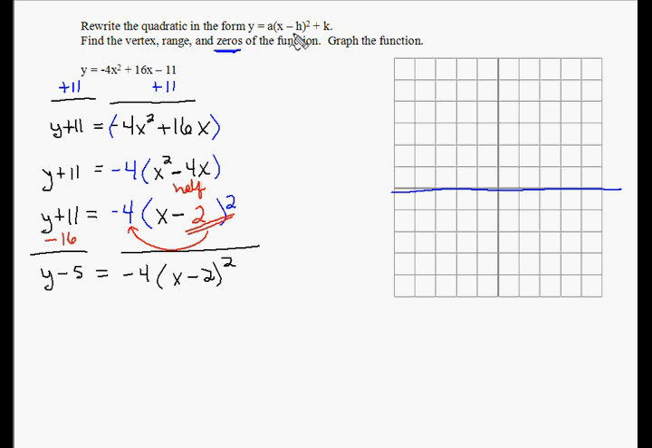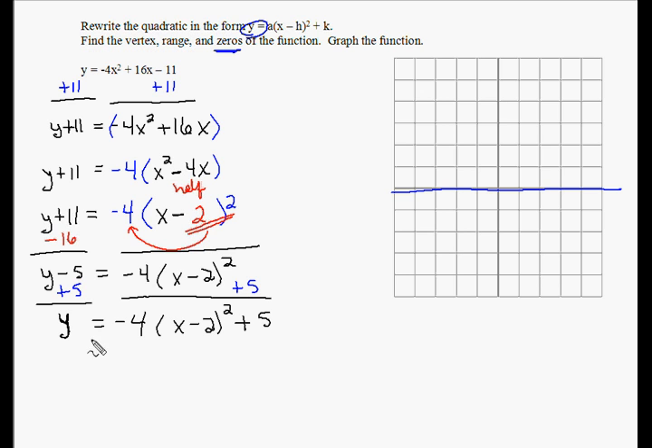To put it into the correct form, we want to leave y by itself and put the k on the other side of the equation. So I can add 5 to the other side of the equation. So we have y is equal to negative 4 times (x minus 2) quantity squared, plus 5. That means that our vertex, again, is found at inside inverse, positive 2, outside same, 5.